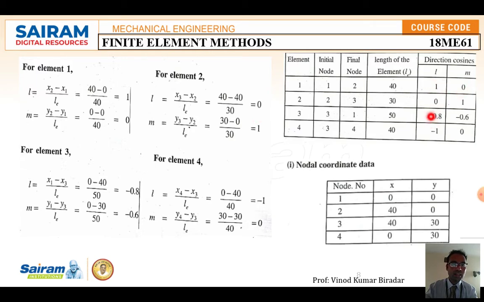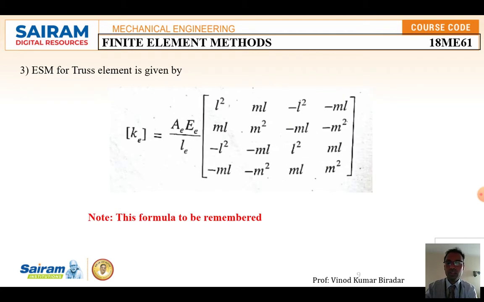Like that you calculate all the remaining three elements, which I have shown here for element 2, element 3, and element 4. You have to calculate the direction cosines with the help of the nodal coordinate data table. After calculating the direction cosines, go for the element stiffness matrix. We have the formula for this, which is to be remembered: K is equal to AE by L times the matrix with L square, LM, M square. Write this as it is, put a negative sign here, write this as it is, and write this as it is. Then you are going to get the element stiffness matrix.